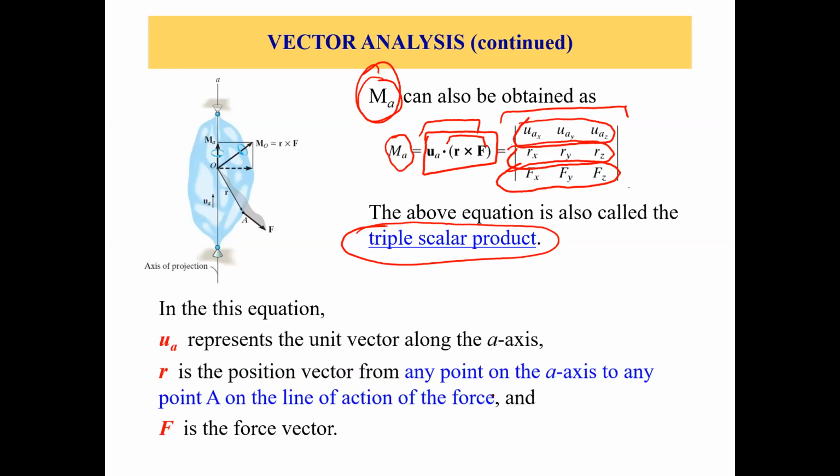In this equation, UA represents the unit vector along the a-axis. We know that R is the position vector from any point on the a-axis to any point A on the line of action of the force. We know that already. F is the force vector. We know this.